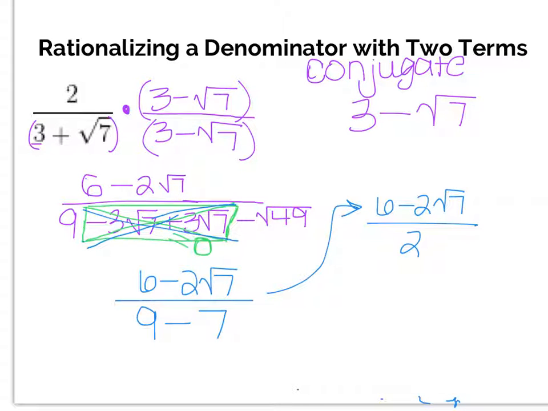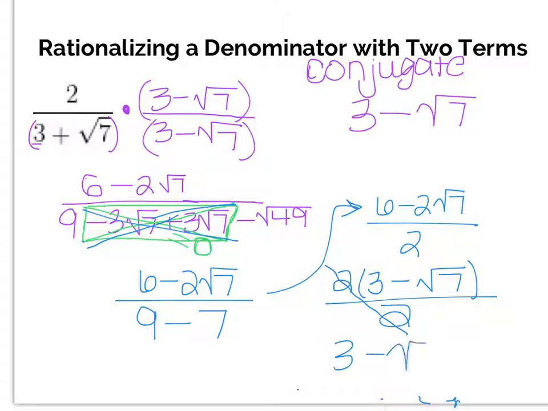Let's go ahead and factor out a 2 in the numerator. That will leave us with 3 minus the square root of 7. Again, if we distributed this back through this 2, we would get 6 minus 2 root 7. And that's going to be over 2. We can cancel those 2's by division, and we're left with 3 minus the square root of 7.